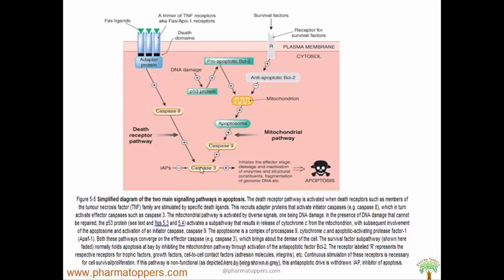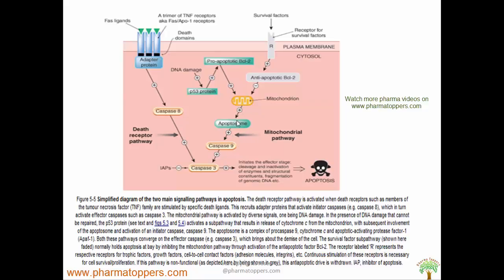So the mitochondrial pathway is activated by diverse signals, one being DNA damage by p53 protein, and in presence of DNA damage that cannot be repaired, it activates a sub pathway that results in release of cytochrome C from the mitochondria, with subsequent involvement of the apoptosome and the activation of the initiator caspase, that is caspase 9. This pathway, that is apoptosome and caspase 9, is known to be the mitochondrial pathway.